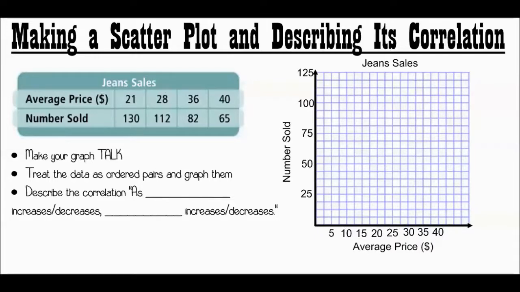So let's go ahead and plot these. I'll do them in purple, how about that? So if you pay $21 for a pair of jeans, they sold about 130 pairs. Pretty cheap pair of jeans. And then 130 pairs, so about right there for 21. 130 is going to be actually off the chart just a little bit. So we'll put it about right there.